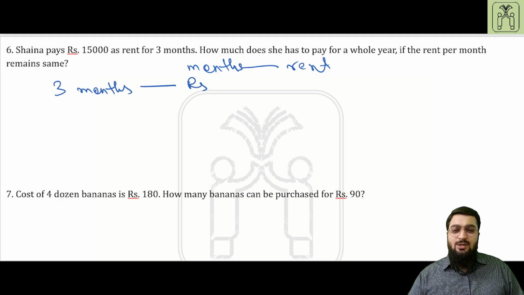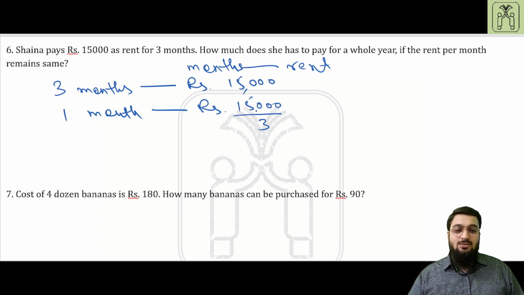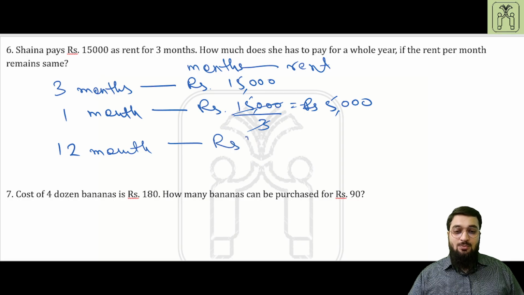and this will be rupees 15,000, and 3 months will become 1 month by dividing by 3, and this will be rupees 15,000 divided by 3, and that will give us the answer of rupees 5,000, and this will be per month. So for a whole year we will have 12 months, and we will multiply the right side also with 12, so we will get rupees 5,000 into 12, and that will be 12 5s are 60, and 3 zeros will be added, and therefore the answer is rupees 60,000.